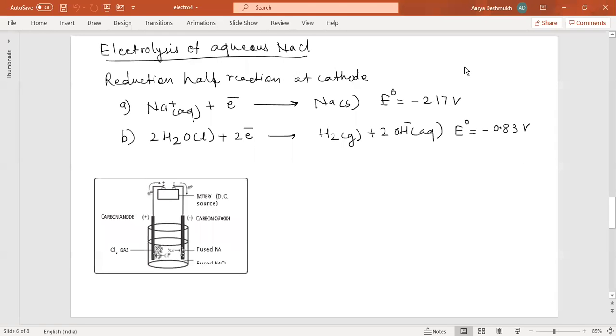Hello students, now we'll proceed to the electrolysis of aqueous NaCl. In the earlier part of the video, I explained the electrolysis of molten NaCl. Now in the case of electrolysis of aqueous NaCl, the fused NaCl is replaced by a moderately concentrated aqueous solution of NaCl. The water involved in the electrolysis of NaCl leads to electrode reactions that differ from the electrolysis of molten NaCl.